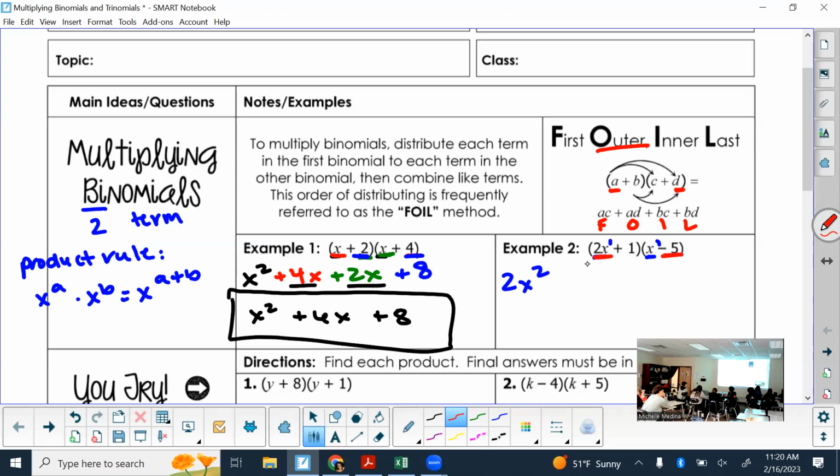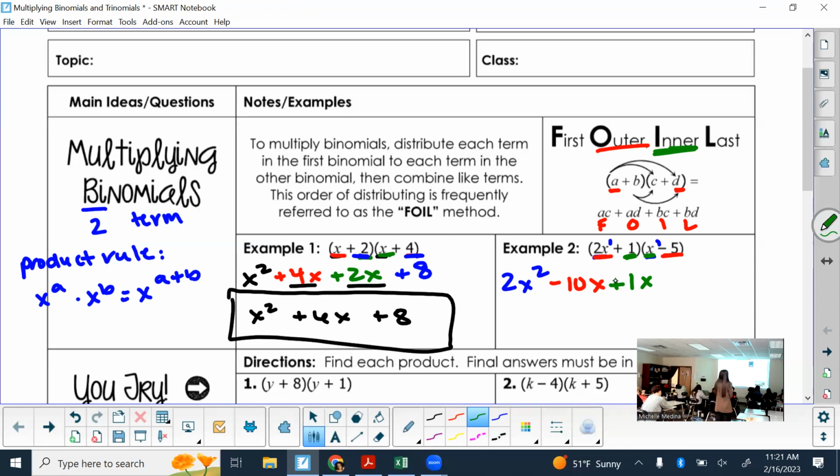-5. Good. Table 8, what's 2x times -5? -10x. Good. Table 2. So we did the outer. Now we're on the inner. What are my inner numbers in this problem? Positive 1 and x. Multiply them together, class. We get just 1x in this one, because the one didn't have an exponent. Or a variable, I mean.